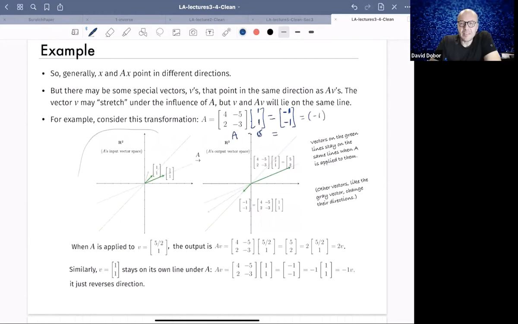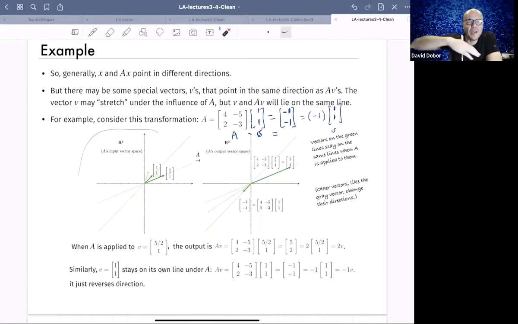Right? Yes, it's a multiple. It's minus 1 times V. The V vector is 1, 1. So apparently when this green vector went in, out came, it just flipped its direction. That's an eigenvector. It stayed on the same line.